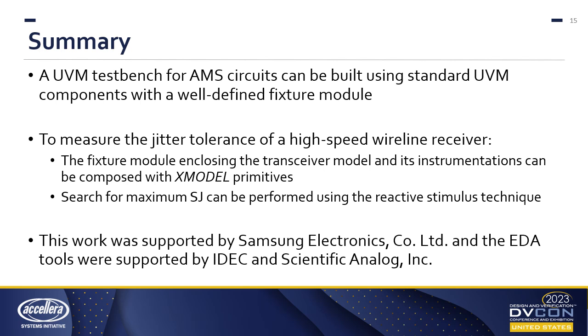I hope you're now convinced that a UVM test bench for an AMS circuit requires nothing but a well-defined fixture module. For the rest, you can keep using the standard UVM components. For this example of measuring the jitter tolerance of a high-speed receiver, we built a fixture module enclosing the transceiver model and its instrumentation using the XMODEL primitives. And we performed the search for the maximum SJ using the reactive stimulus technique.